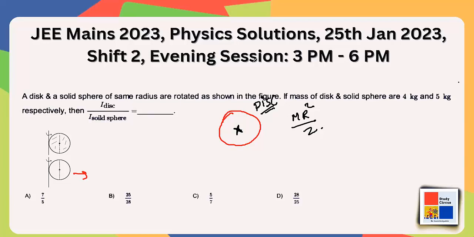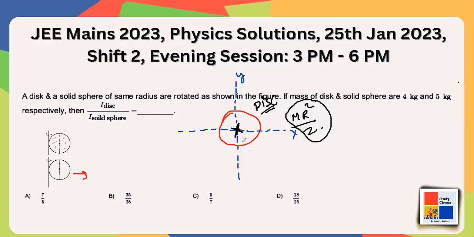Fine. And the disk is a laminar body, and for laminar bodies we apply the perpendicular axis theorem. If we try to find the moment of inertia of the disk about an axis in the plane of the disk, let's say this is the y axis and this is the x axis, then the moment of inertia mr square by 2 is about the z axis, the cross into the page and out of the page.